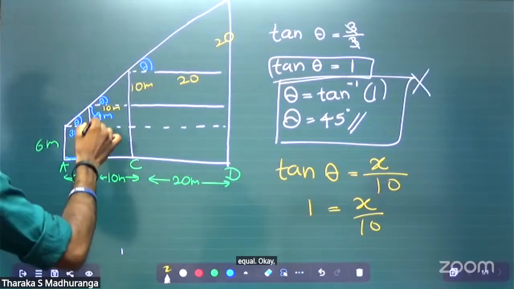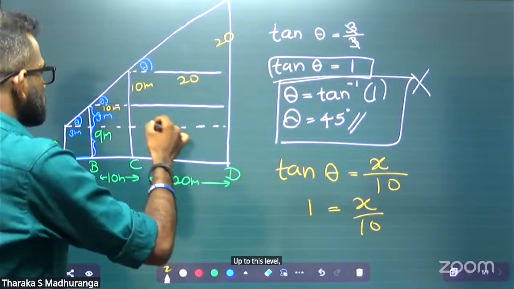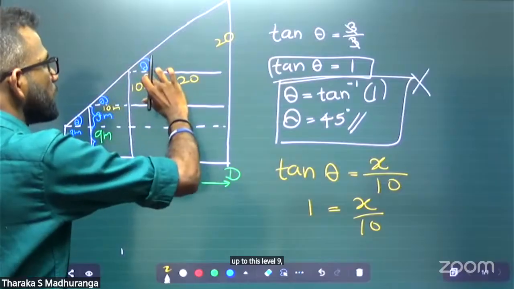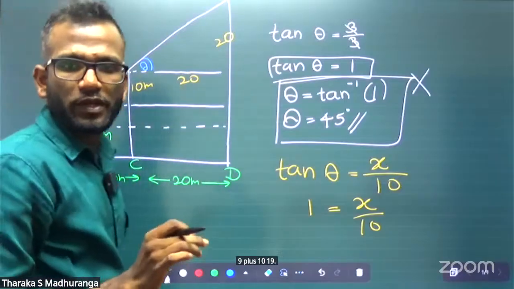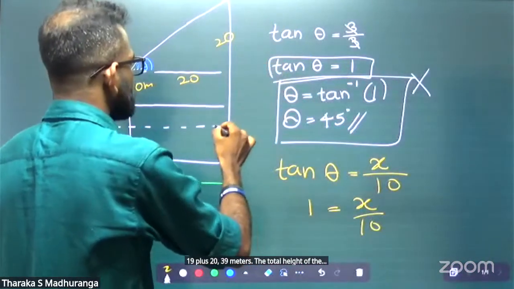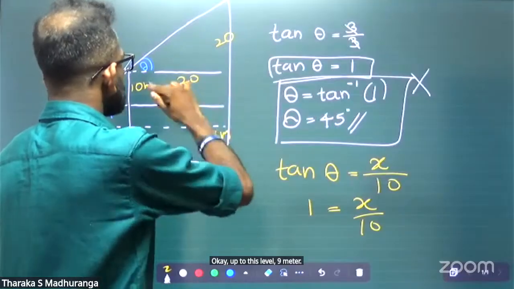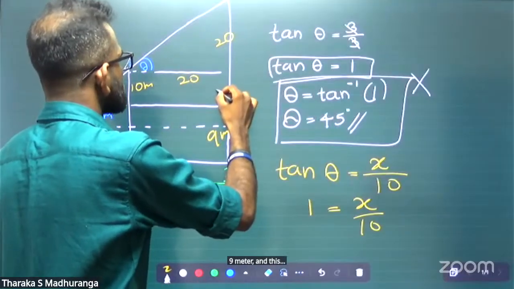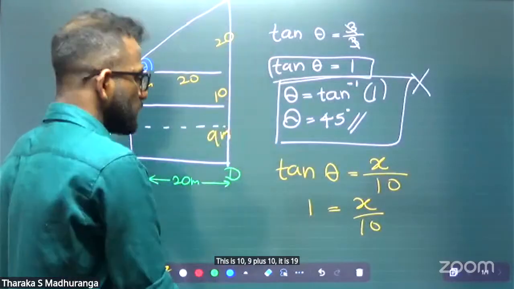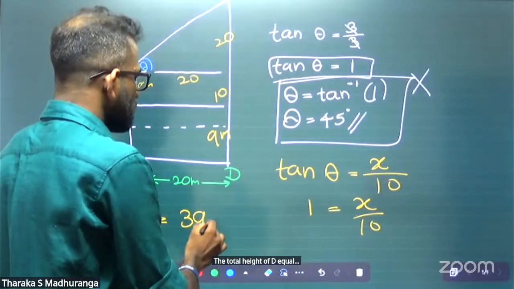Okay, now up to this level, the height is 9. 9 plus 10, 19. 19 plus 20, 39 meters. The total height up to this level is 9 meter, and this is 10. 9 plus 10 is 19, plus 20, the total height of D equals 39 meters.